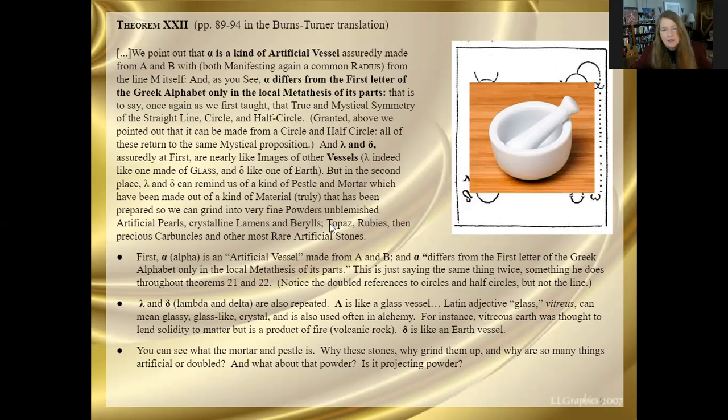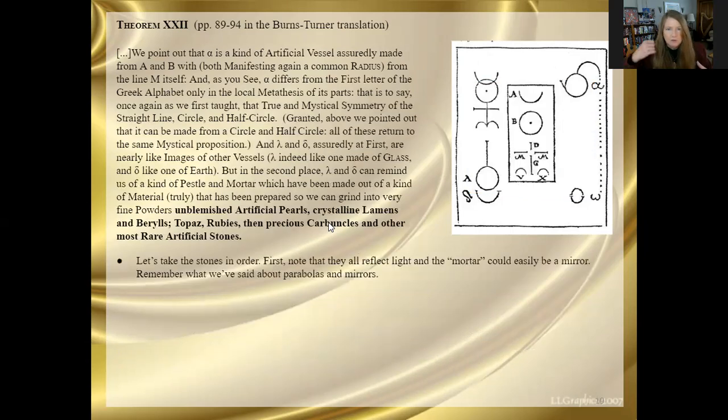And so if you imagine that light has permeated them and you're going to free that light from matter, that's what you might do, grind them up. But since he's grinding up such beautiful stones, let's take them in order and look at what they might mean, because they're actually packed with meaning. They all reflect light, like I said. The mortar, if we switch metaphors here, can be a mirror.